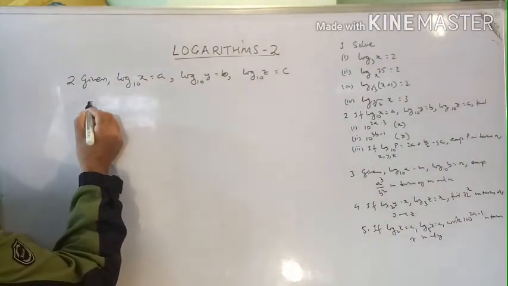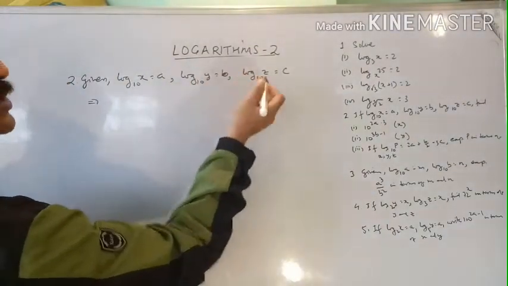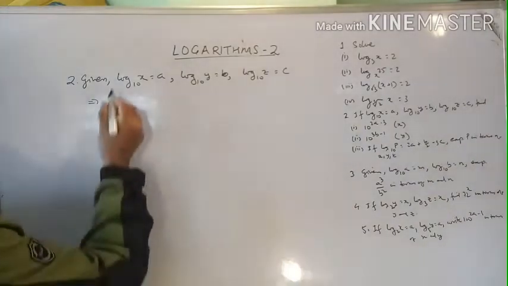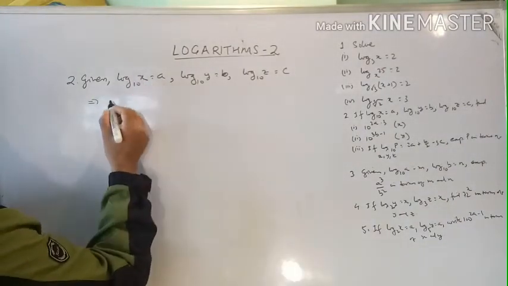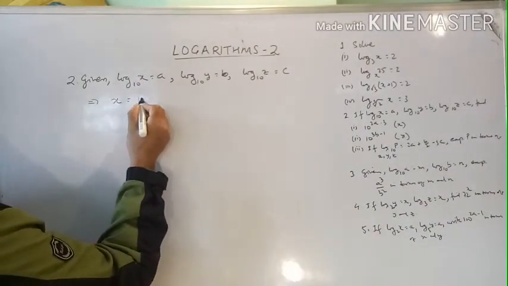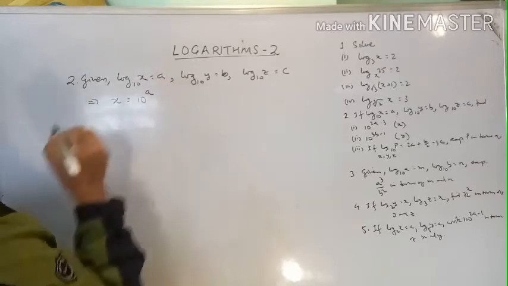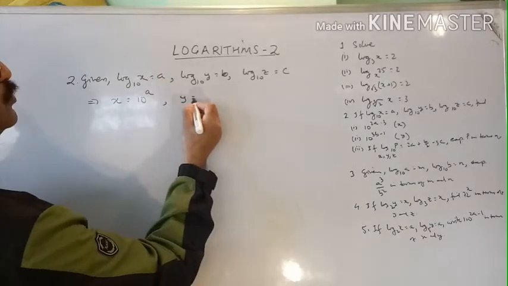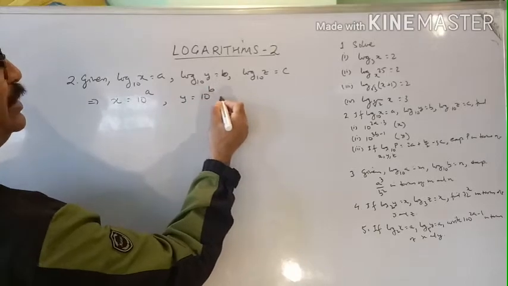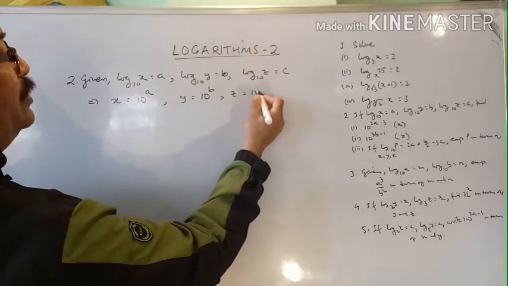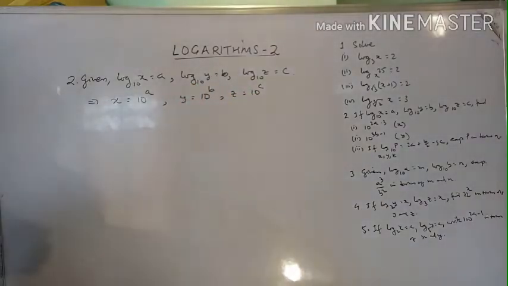So first you convert these logarithmic forms into exponential form. So log of x to the base 10 equal to a means x equal to 10 to the power a. Then y is equal to 10 to the power b, and z equal to 10 to the power c, converting into exponential form. Okay, that's the first step.